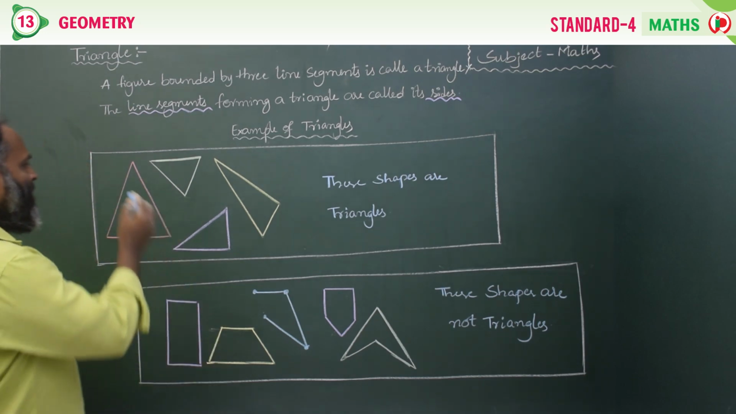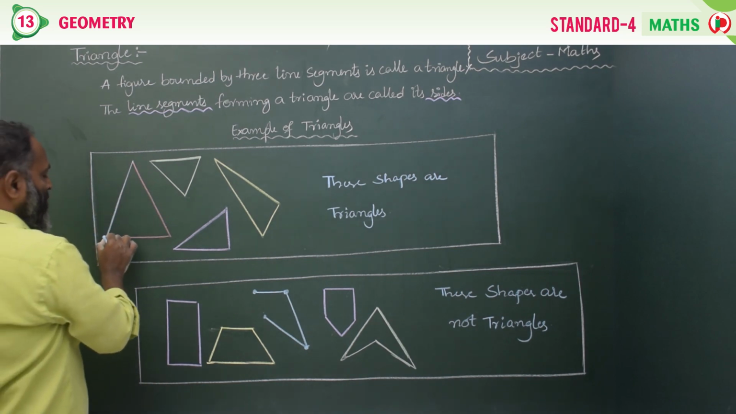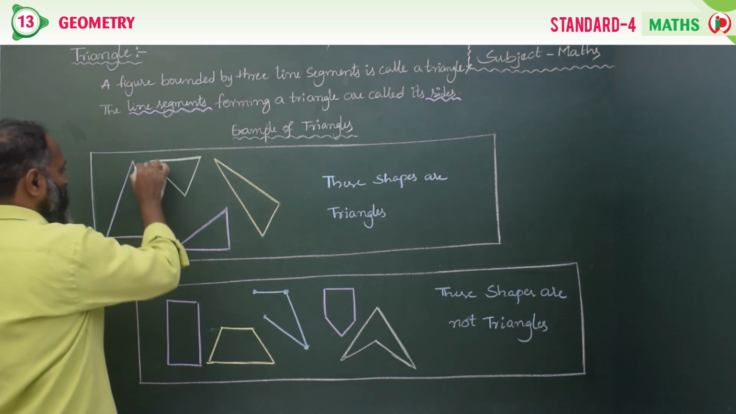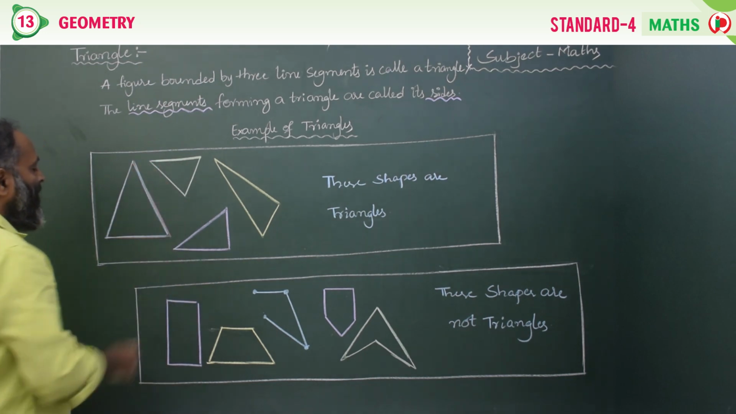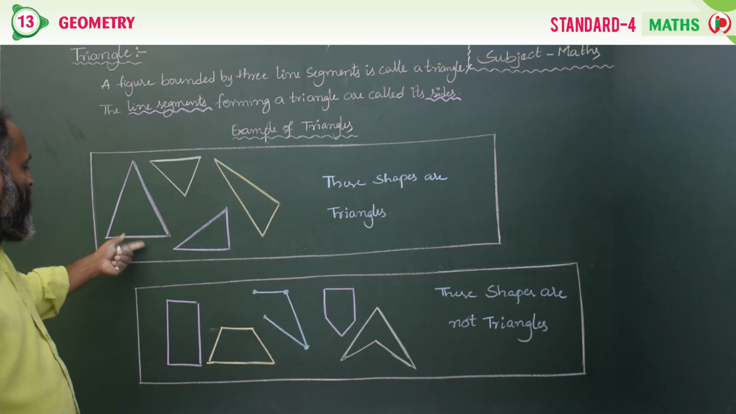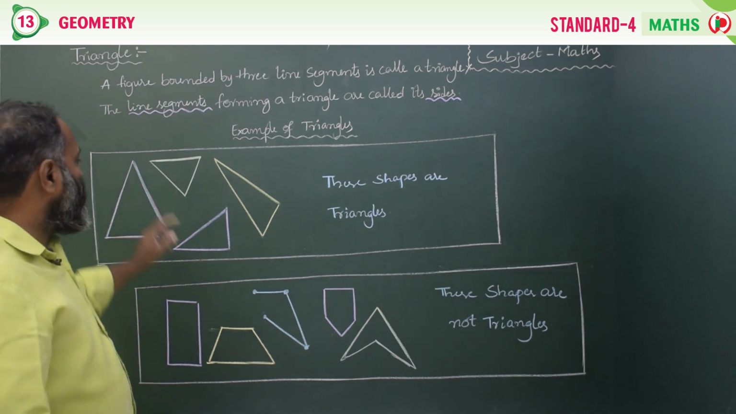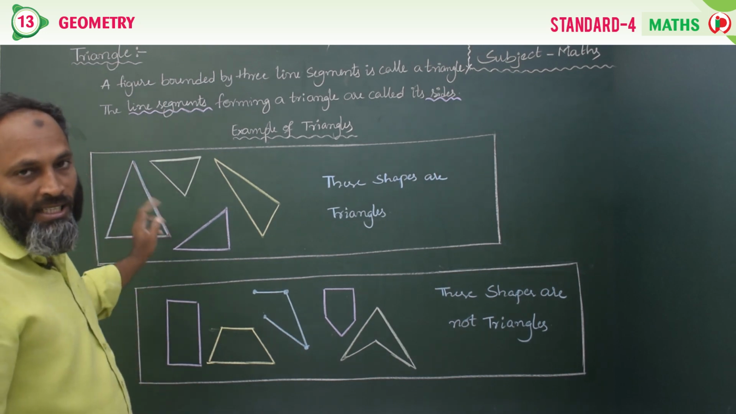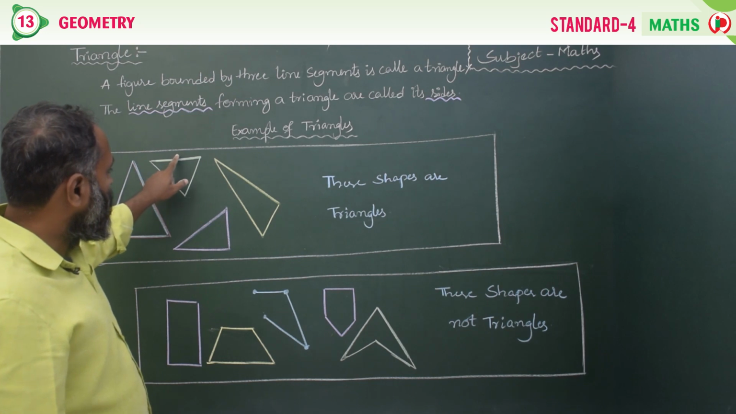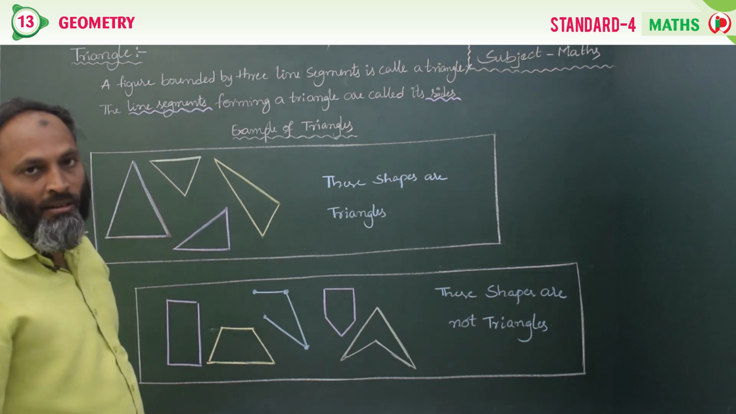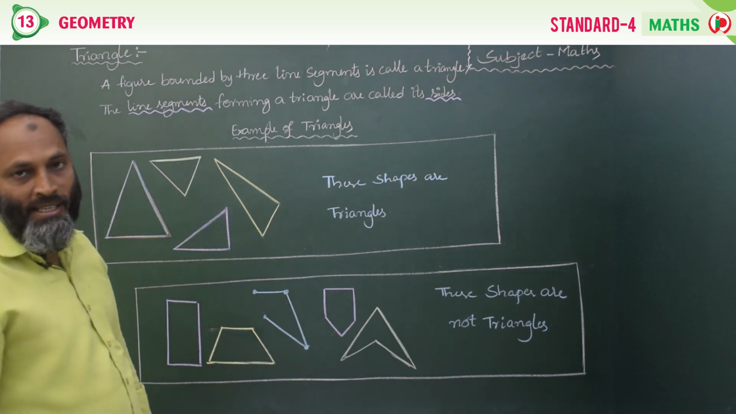Here, this is one line segment, this is another line segment, and this is another line segment. Total how many line segments do we have? 3 line segments. This is a triangle. These 3 line segments are called sides. Here too, first, second, third line segment. This is also a triangle.